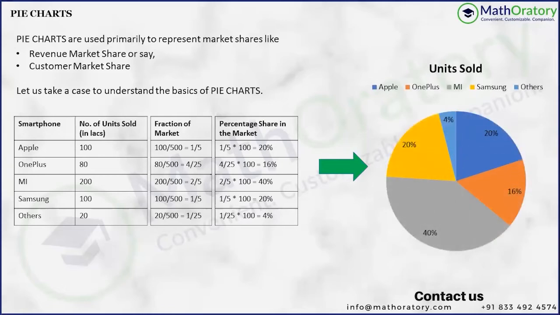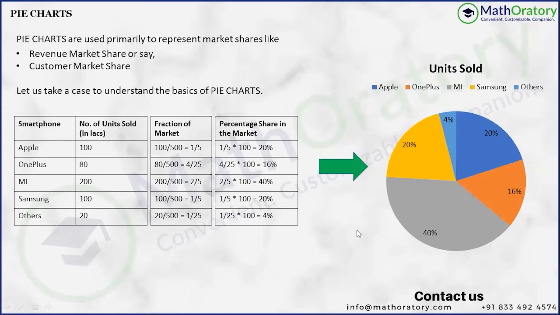So where Apple, if you see, is 20%, so that's what this particular pie represents, the share for Apple. Similarly for OnePlus, it is 16%. So this is what the share of OnePlus is. MI, as we already said, will have the highest market share. And if you take a look at the pie, you see that the gray portion which pertains to MI is actually taking up the highest area in the pie chart among all the five companies which are given.